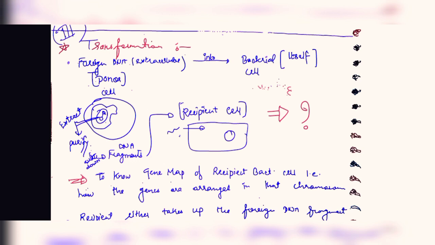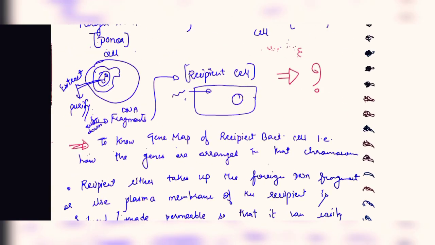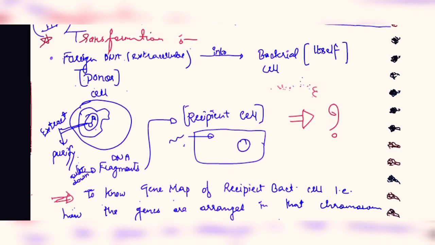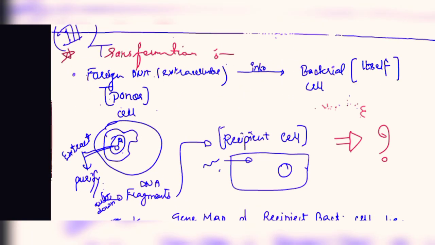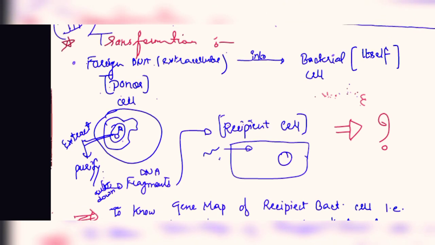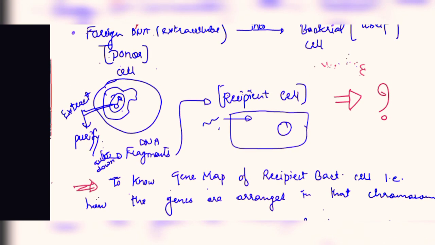So let's start. Transformation, as the name suggests, means to transform something from somewhere to somewhere. In this, we transfer foreign genetic material from one bacterial cell to another. The cell that accepts the DNA is known as the recipient, and the one that donates is known as the donor.